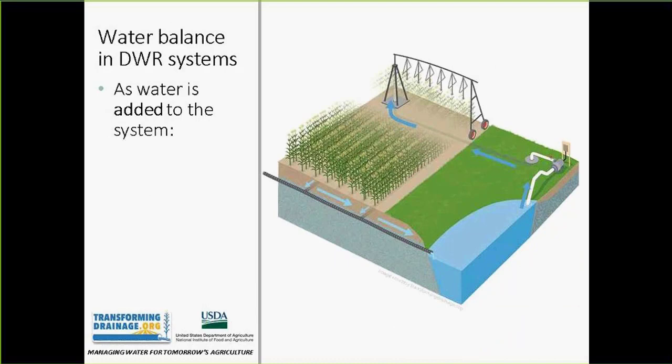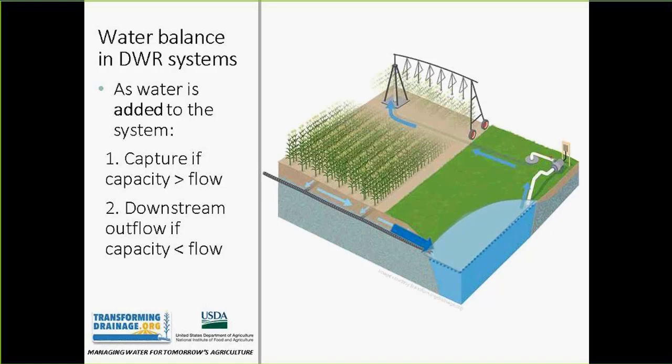Putting this all together, what are these scenarios that we see? As we add water to the system, it goes into the pond. If the capacity in that pond is greater than the incoming flow, we call that captured and stored drainage. This is where that water quality benefit is going to occur.